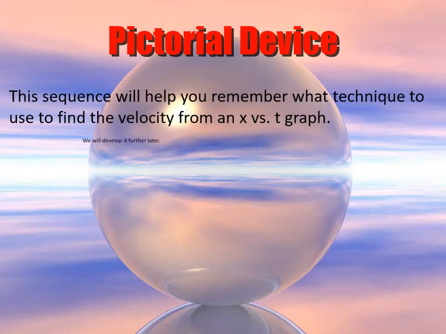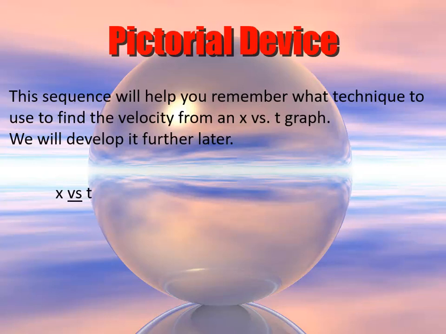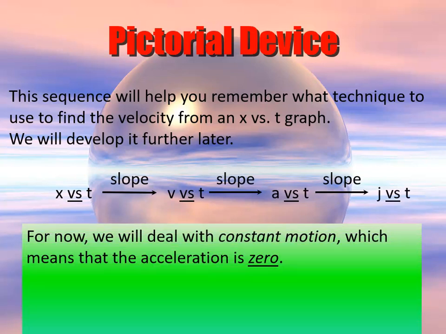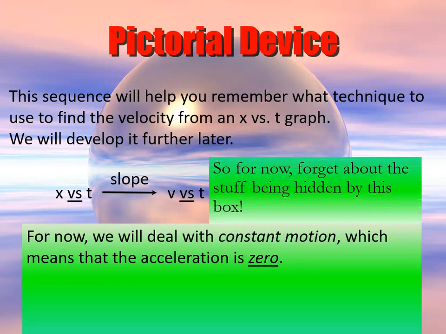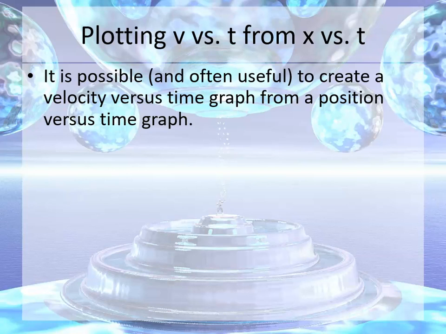So remember our pictorial device: the slope of your position versus time graph being velocity, the slope of that being acceleration, the slope of that being jerk. For now, we're dealing with constant motion, meaning that the acceleration is zero. Or sorry, that the acceleration is constant. And so far, the acceleration has been zero because we're pretending that our line segments on position versus time graphs are going to be straight.